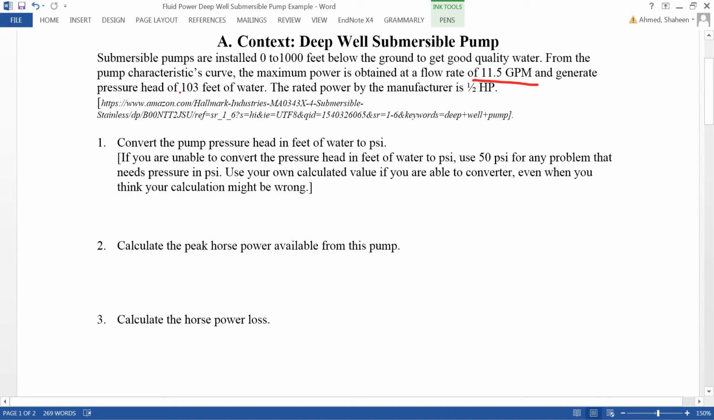11.5 gallon per minute at a head of 103 feet. So that's the best performance. So if we convert that pressure, it says convert the pressure head to feet of water. P equals gamma H. If you want to take one thing from this Clutch, this is the formula you should be taking with you. So water gamma is 62.4 pound per feet cube.